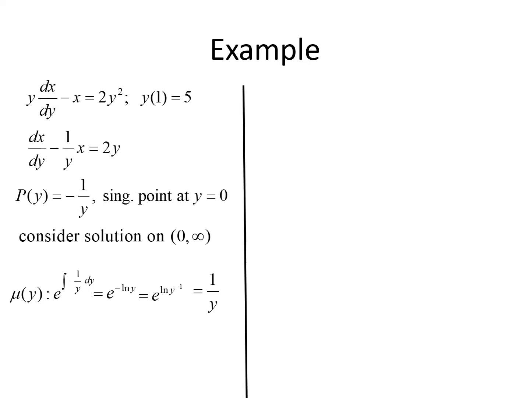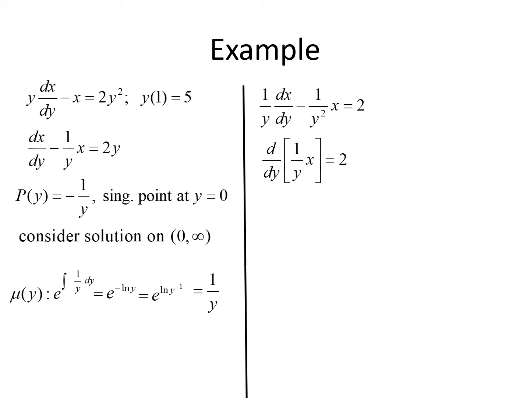We're going to multiply our standard form by that integrating factor. So 1 over y dx/dy minus 1 over y squared times x equals 2. Then we're going to simplify. So our left-hand side, as always with these problems, will simplify to be the derivative of our integrating factor times our dependent variable. So for this problem, that'll be the derivative of our integrating factor, 1 over y, times our dependent variable, x. And that's going to equal 2 on the right-hand side.